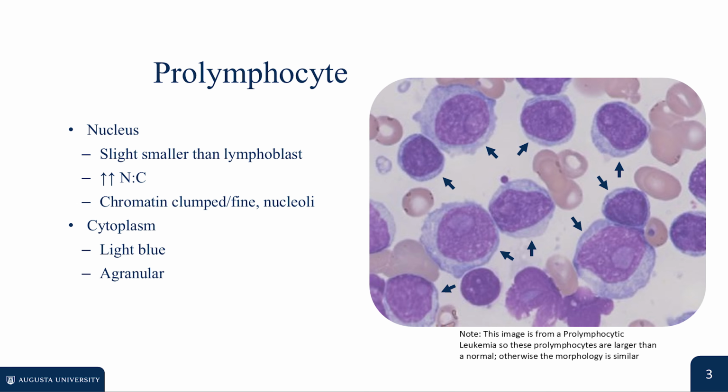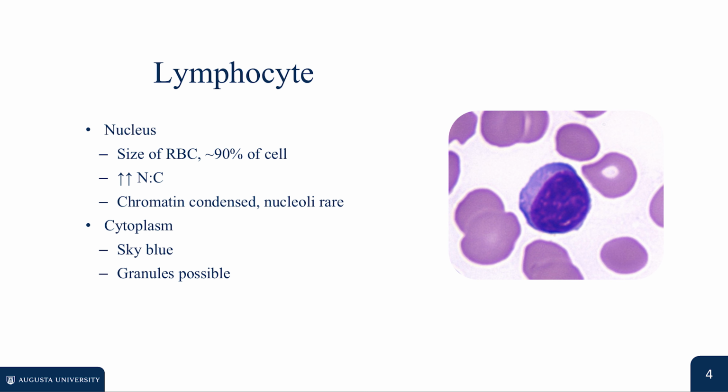Finally, the mature resting lymphocyte is quite small, roughly the size of a surrounding normal red blood cell, measuring around 7 to 10 micrometers. Its nucleus occupies approximately 90% of the overall cell area, demonstrating a high nucleus-to-cytoplasm ratio. The chromatin is dense, dark purple, and heavily clumped, with nucleoli being extremely rare or invisible under light microscopy.